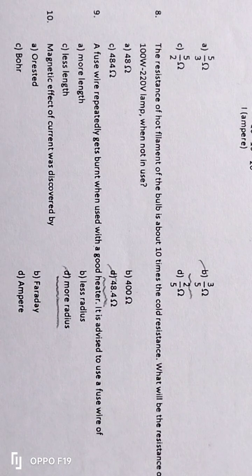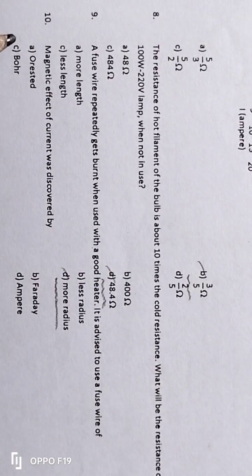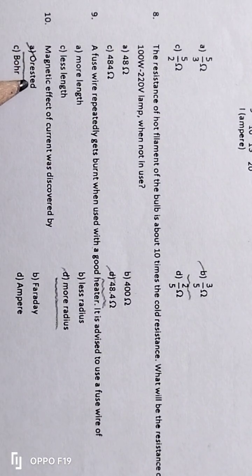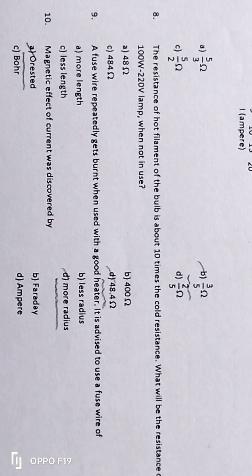Then coming to the 10th question, the magnetic effect of current was discovered by Ørsted, Faraday, Bohr or Ampere. The correct option for this one is Henry Ørsted. He is the person who discovered the magnetic effect of current. So who discovered the magnetic effect of current? That is Ørsted, Henry Ørsted. So option A is the right answer.